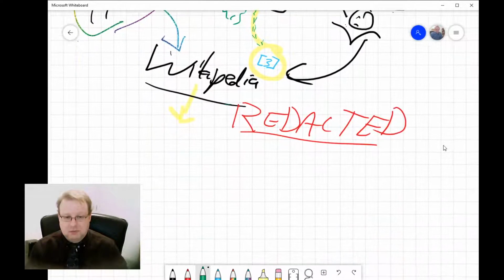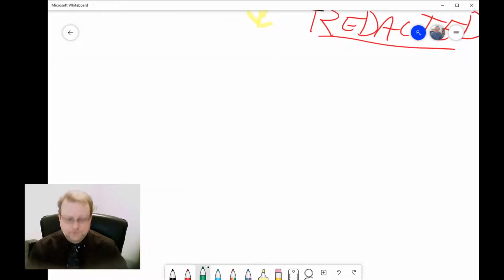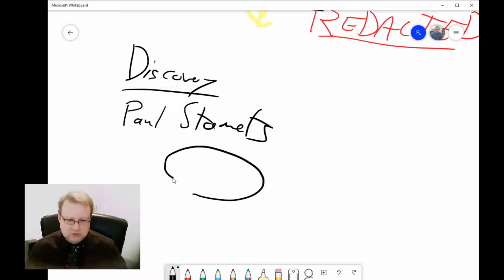And even if you don't use Wikipedia, you have to take a look at who's writing what. What are their credentials? So, for example, a personal pet peeve of mine. You may have seen Star Trek Discovery. There is a character on that show who's named after a real-life scientist, Paul Stamets. And Paul Stamets suggested a means of faster-than-light travel called a mycelial network. And that's what they incorporated in the show.